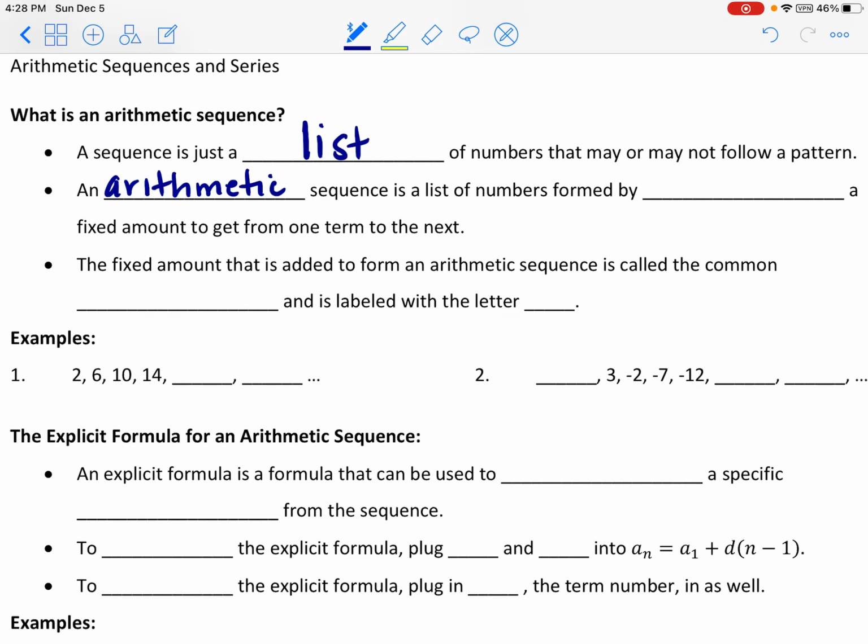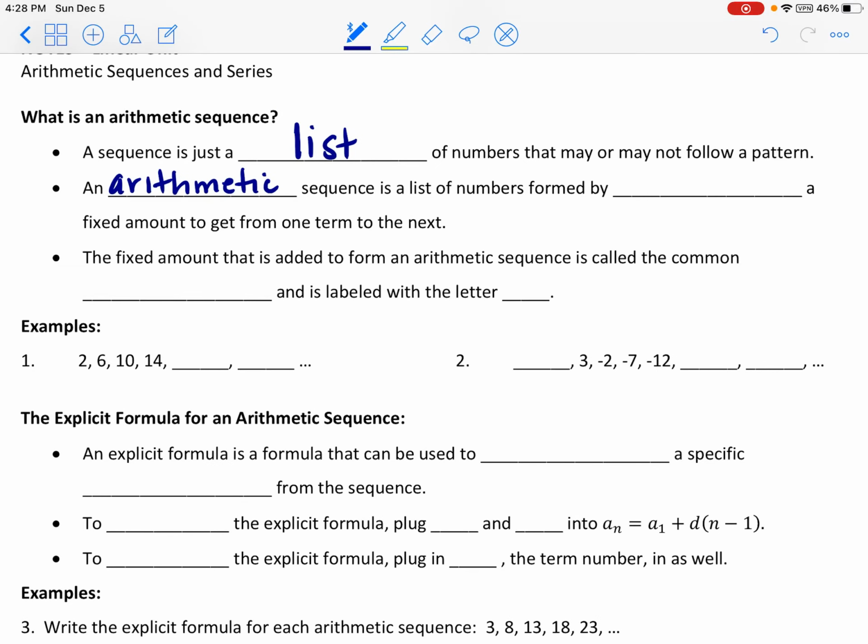But an arithmetic sequence is when you have a list of numbers that's formed by adding a fixed number to get from one term to the next. And that fixed amount that gets added is called the common difference, because it's the difference from one number to the next. We're going to use the letter d to designate that common difference.